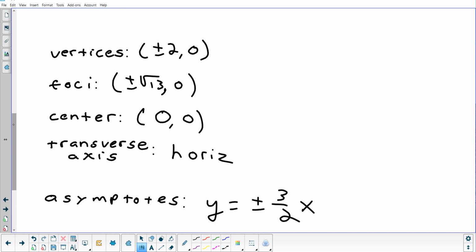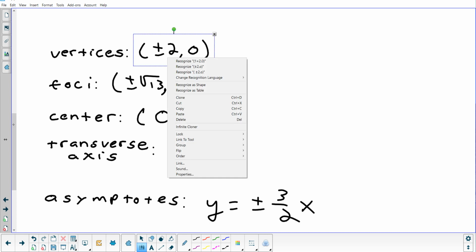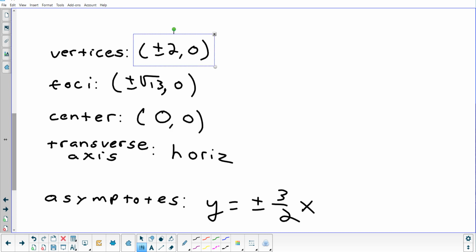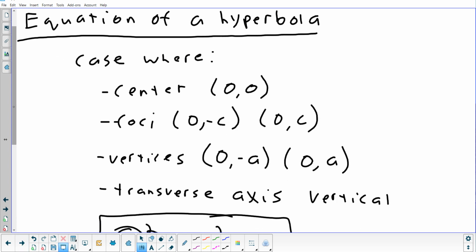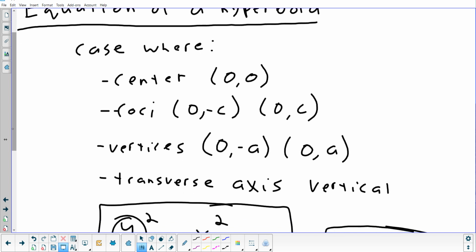All right, so let's try vertical. Okay, it's really pretty much the same thing, except now the first number will be 0, and the second number will be the one that has the plus or minus. So this is the case where the foci are c units up and down from the origin. The vertices are a units up and down. And the transverse axis is vertical. When the transverse axis is vertical, the positive letter is y.